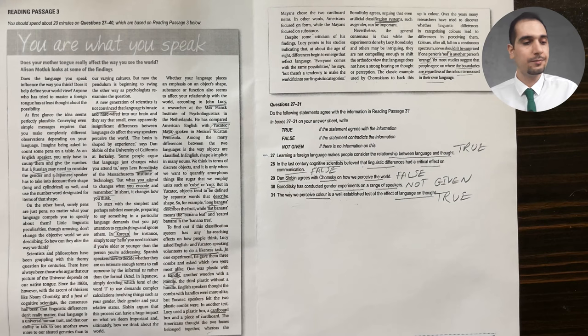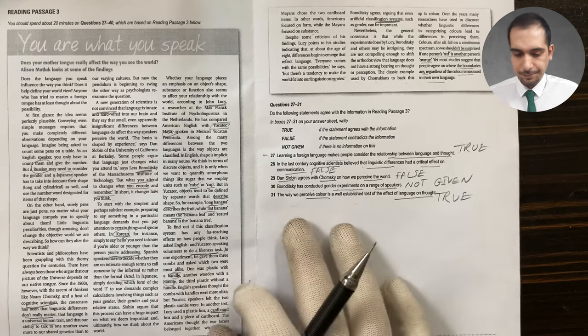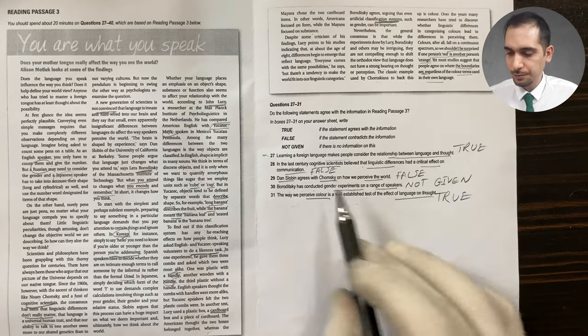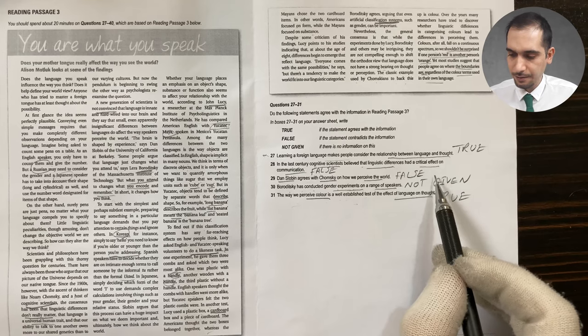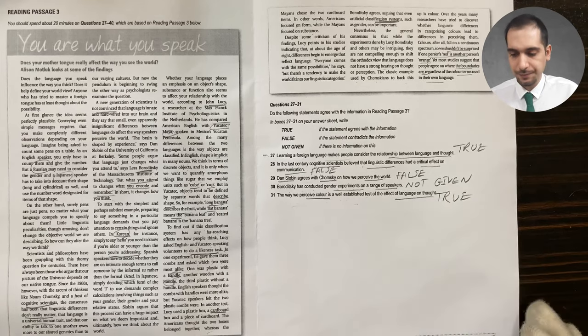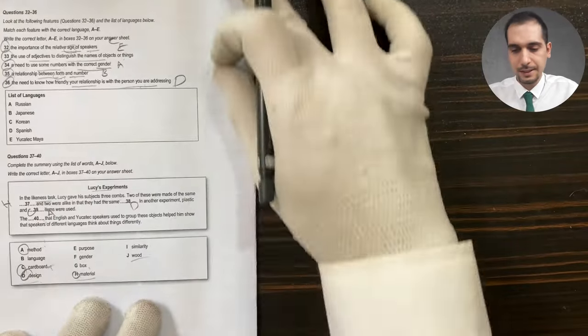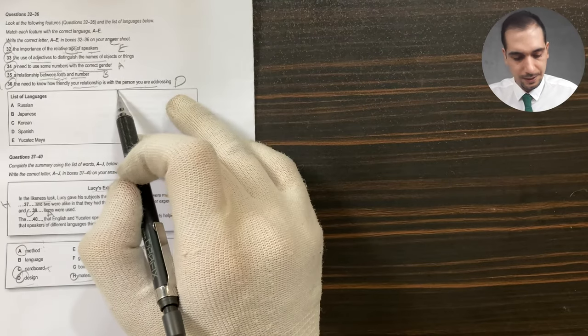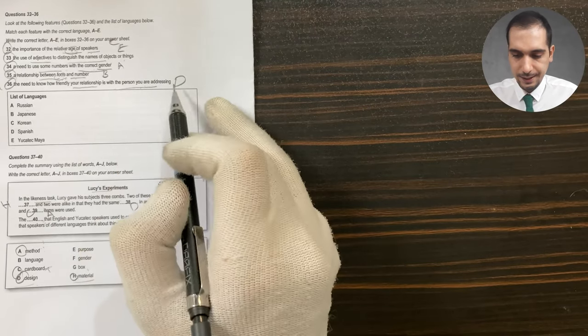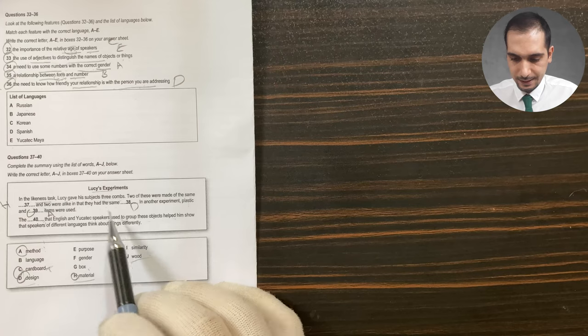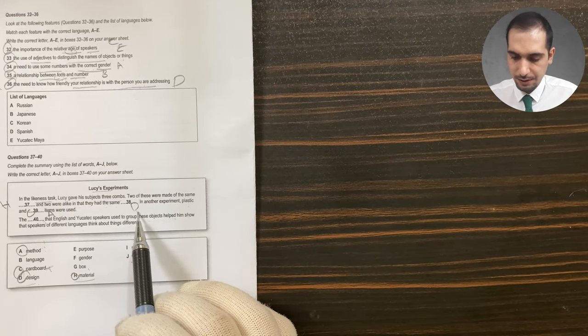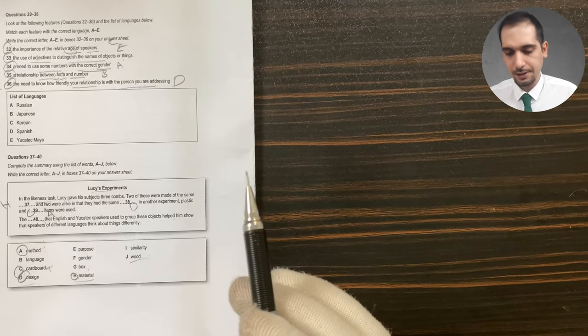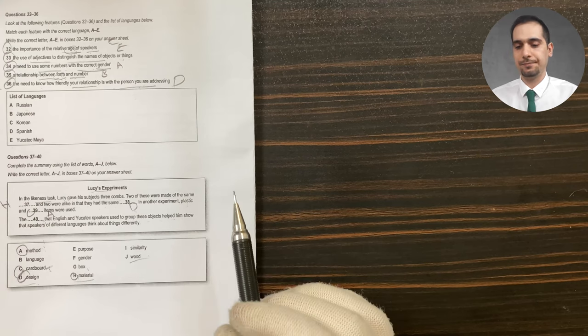Let's check the answers. True, false, false, not given, true. Yes. C, E, A, B, C, A, B, D, yes. H, D, H, D, C, A. Everything is correct.